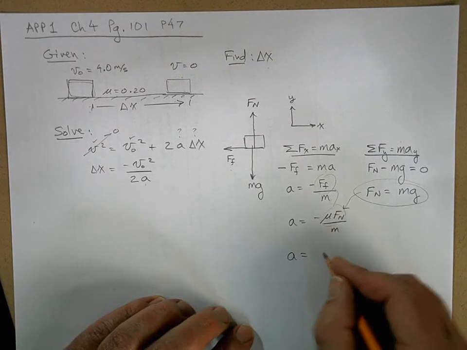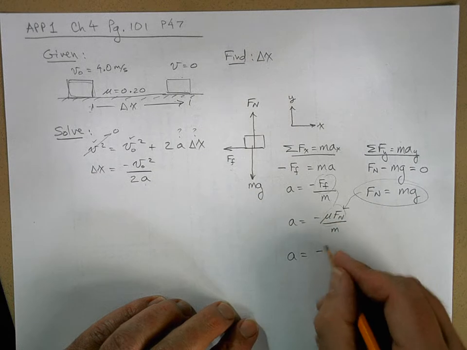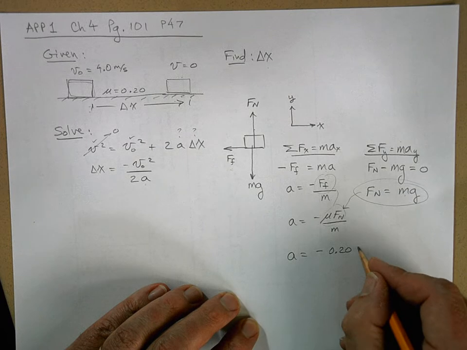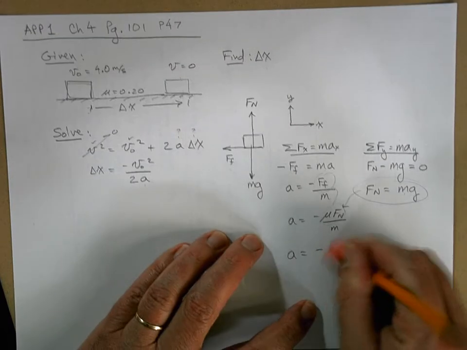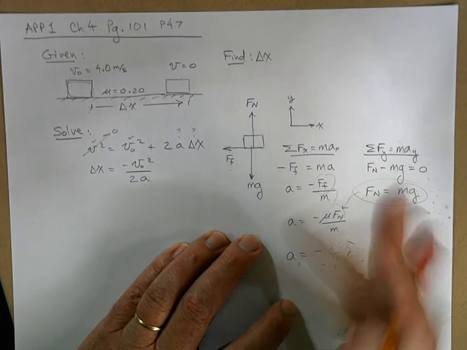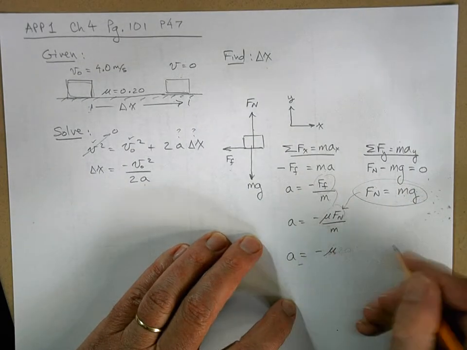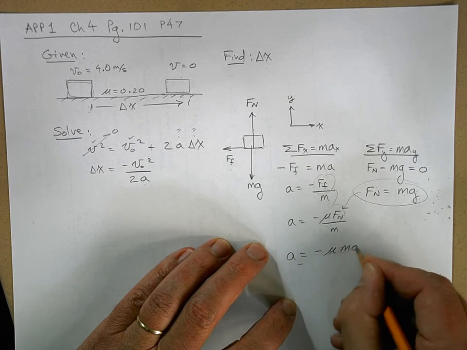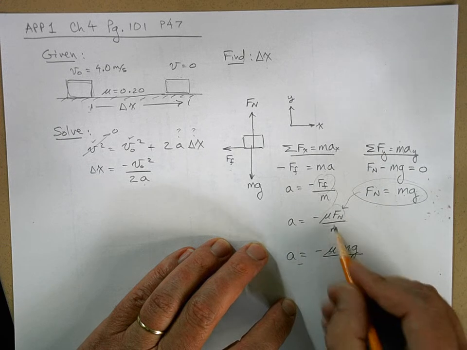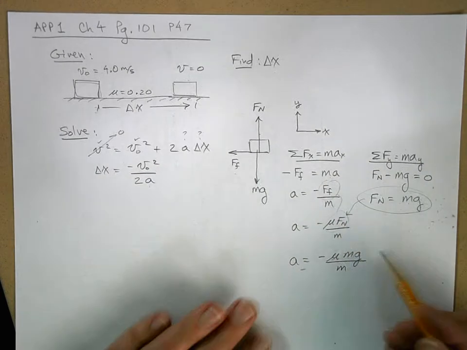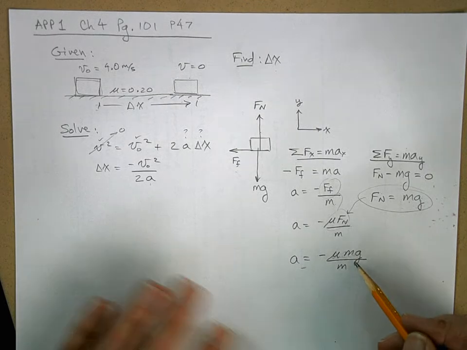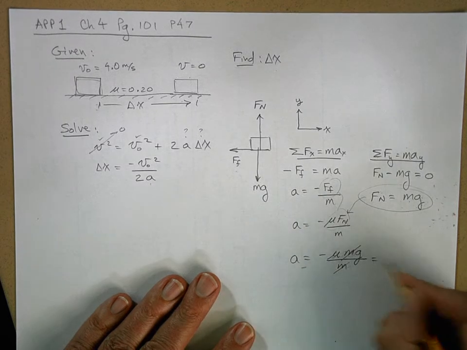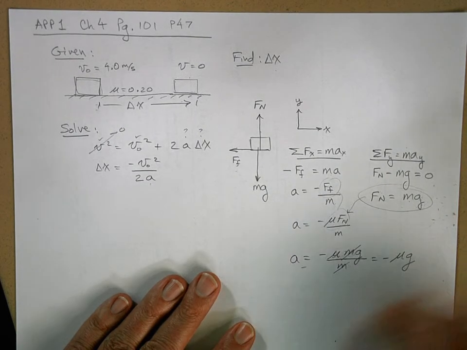And so I got negative, and then mu is 0.20. You could do it right now if you wanted to. I'm just going to try to do this so it looks nice and neat. Mu, and then what is the normal force? mg. But we already divided by m. And do you see now? See why I didn't need to give you the mass? It cancels out. So the acceleration is just equal to negative mu g.